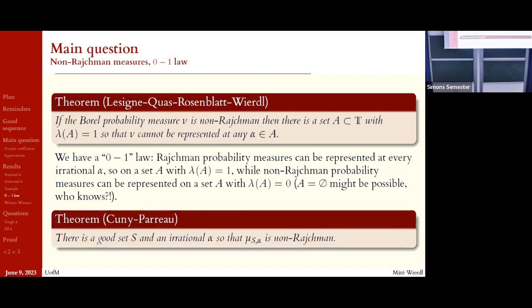But in case you wonder whether there are any non-Rajchman measures which can be represented, there is a very recent result, a 2022 result of Cuny and Parot. There is a good set S and an irrational alpha, found carefully, so that the limit measure is non-Rajchman. Okay, obviously it's a singular measure, and it's non-Rajchman.